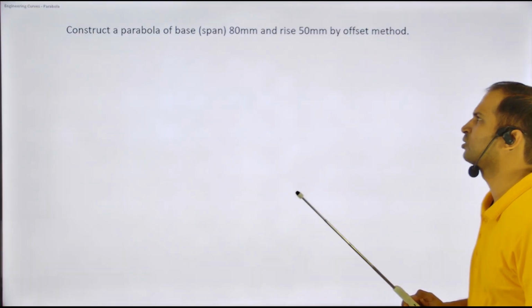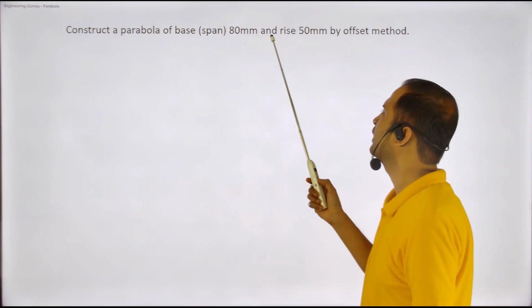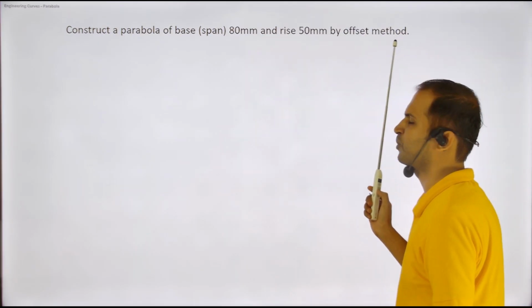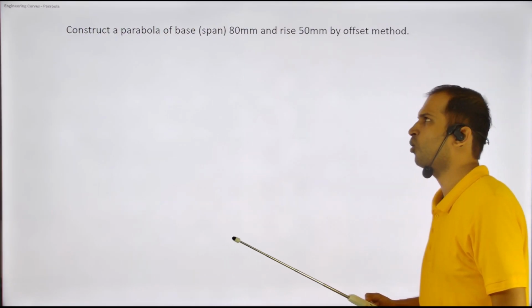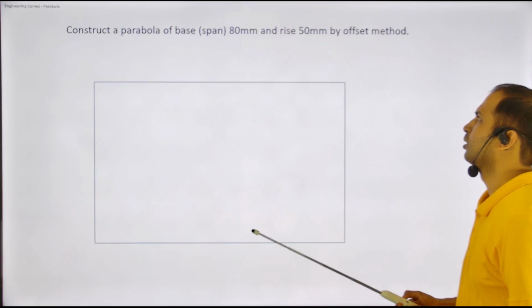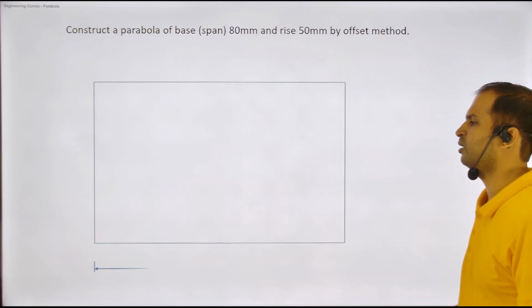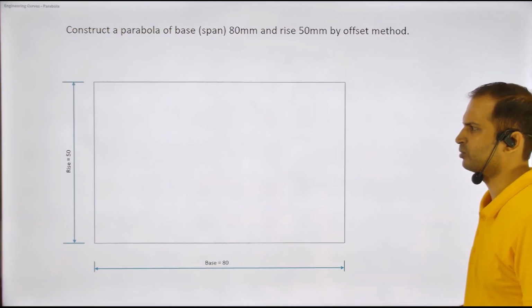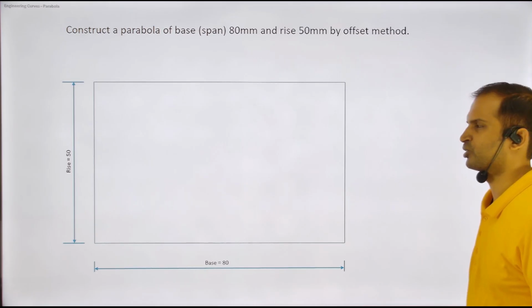Now next method is construct a parabola of base span 80 mm and rise 50 mm by offset method. Now this is the last method which we are going to see. Right. So what is offset method? We have got the base and rise, 50 and 80. Now there are some calculations in this. Very simple calculation. Before that, we'll do some constructions.